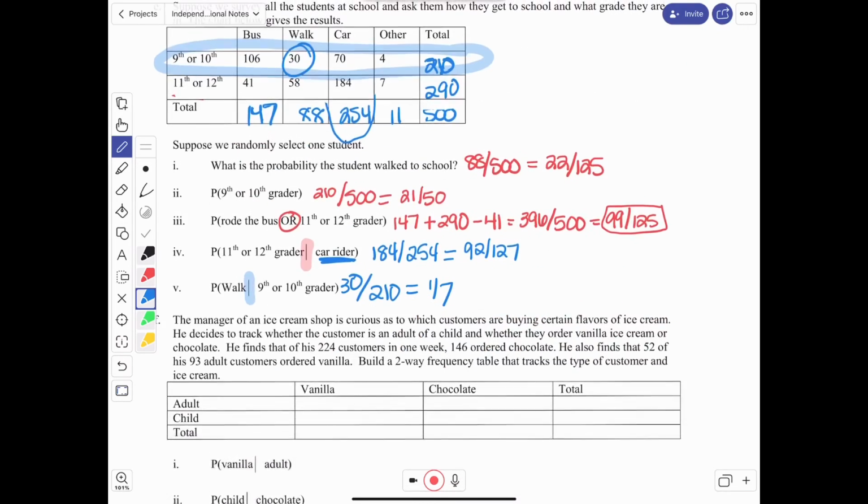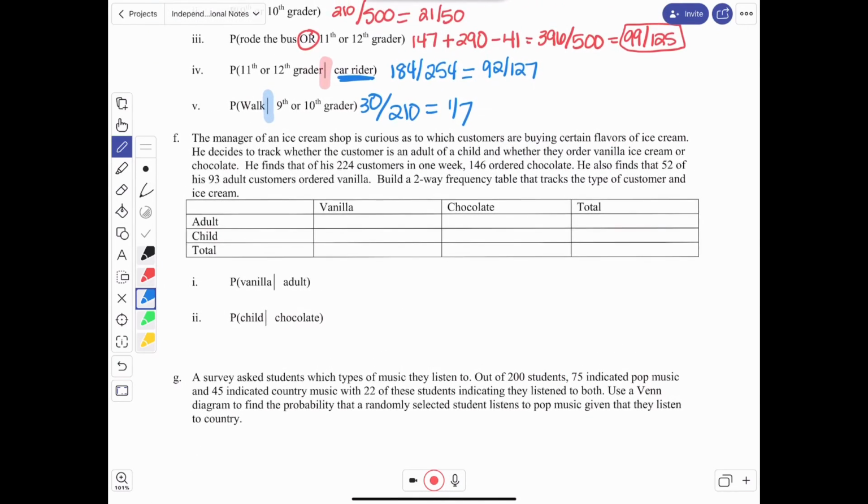All right, so we'll do another example. Now, this one, I've already got the table set up for you. But this one, they give you information. They don't even give you a table, so you have to fill in the two-way table. The manager of an ice cream shop is curious as to which customers are buying flavors of ice cream. He decides to track whether the customer is an adult or a child, and whether they order vanilla or chocolate.